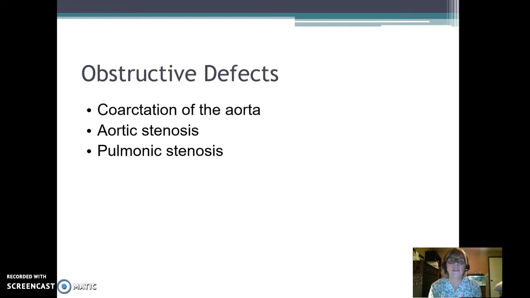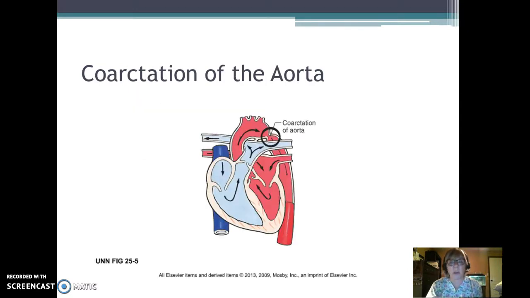Now our obstructive disorders, these tell you what they are. Coarctation of the aorta. Coarctation means narrow. So this is a narrow place in the aorta. Aortic stenosis. Stenosis means an abnormal, tight, small valve. So your aortic valve is small and not working, or your pulmonary valve is small and not working. This is what we usually see with coarctation of the aorta. It's usually here after your carotid and subclavian have come off.